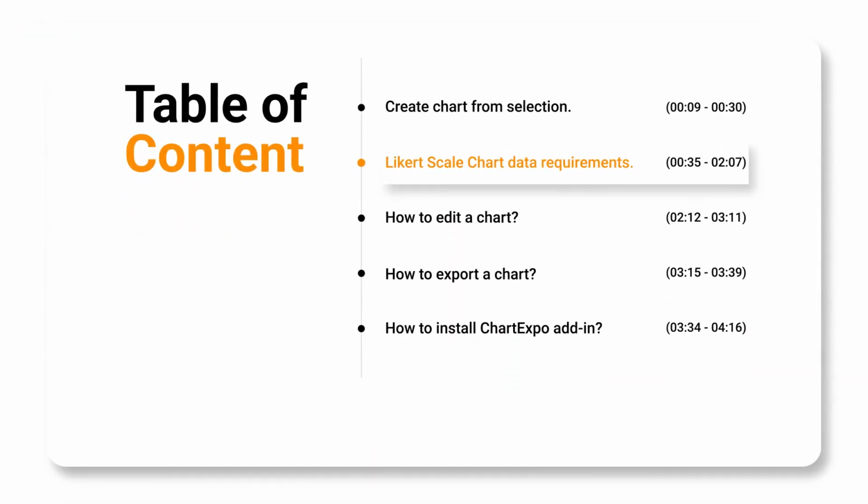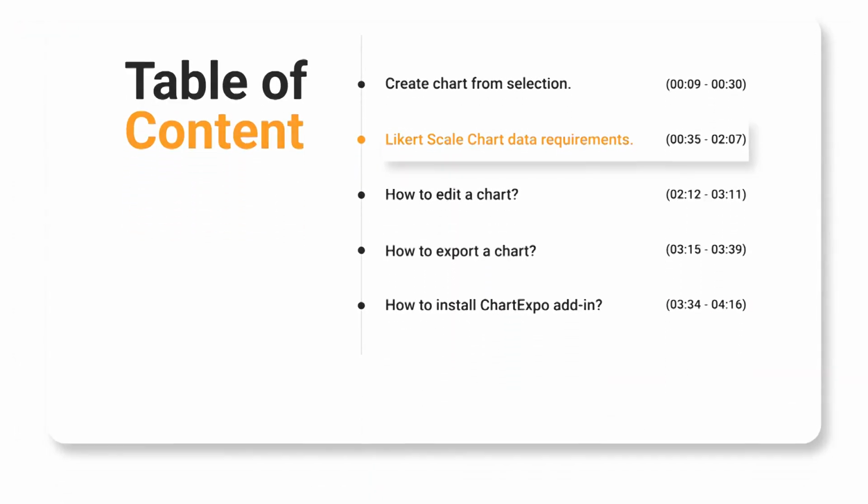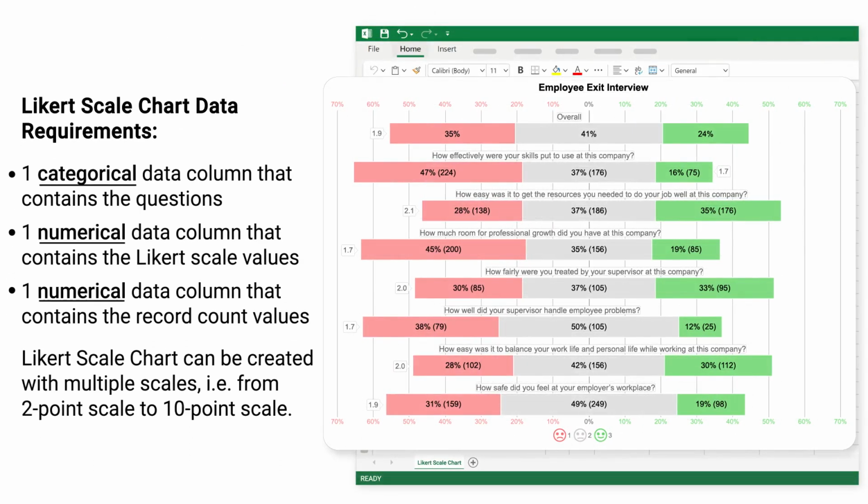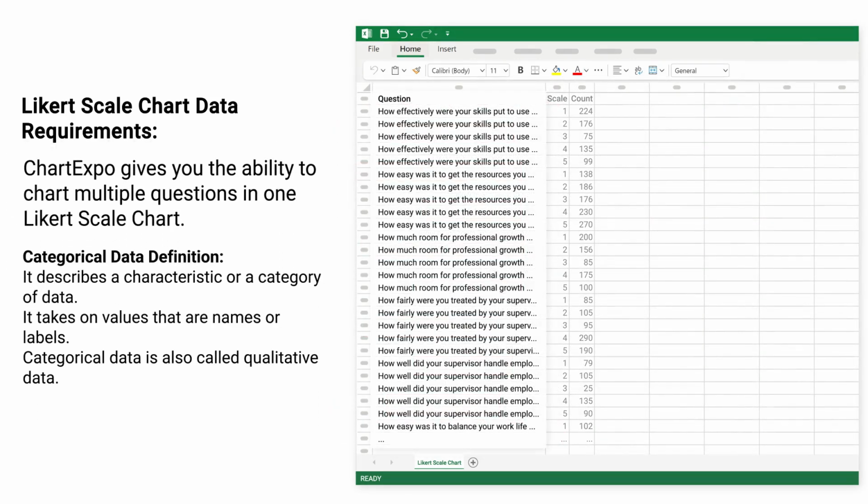Likert Scale Chart data requirements. 1 categorical data column that contains the questions. 1 numerical data column that contains the Likert scale values. 1 numerical data column that contains the record count values. Likert Scale Chart can be created with multiple scales, that is from 2-point scale to 10-point scale. ChartExpo gives you the ability to chart multiple questions in one Likert Scale Chart.